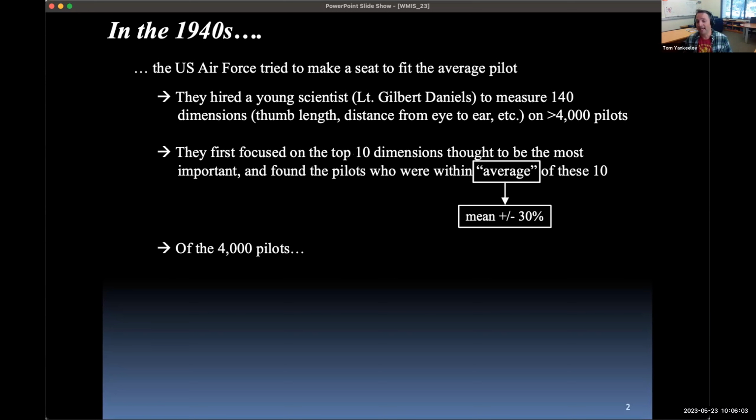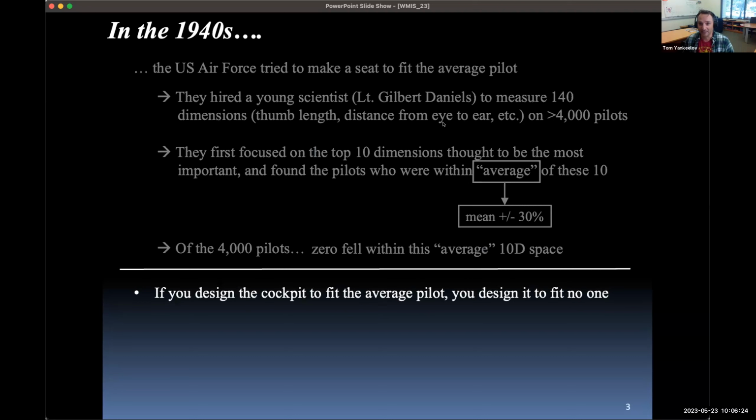And so of the 4,000 pilots, this is where I would normally ask for audience participation and say, how many pilots do you think actually fit into this average 10-dimensional space of these 4,000 pilots? I'll ask you to pick a number in your head, and whatever that number is, I doubt it was 0. But 0 actually fell within this average 10-dimensional space.